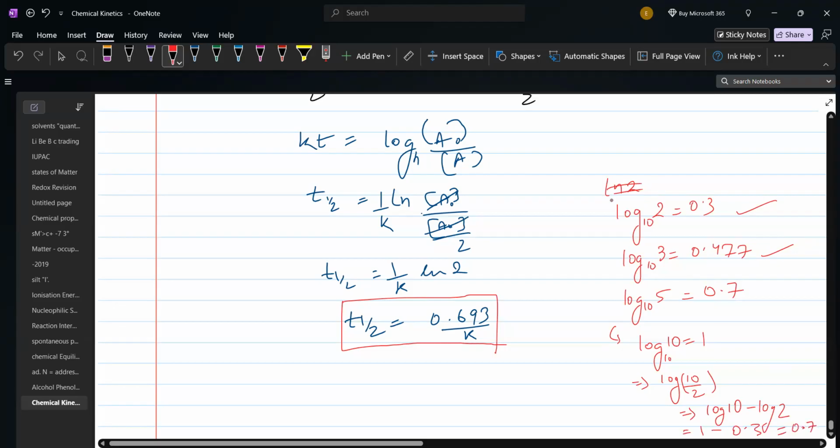So these two are the most important ones. Every time you have to remember this, log 2 and log 3. Okay, log 2 is very important, and that's it.